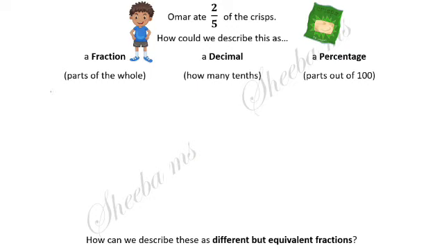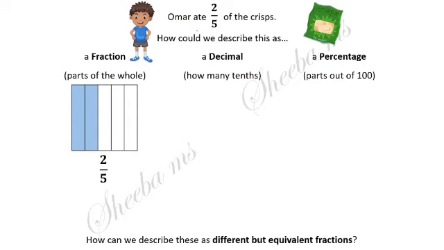Let us take another example. Omar ate 2 by 5 of the crisps. How could we describe this as a fraction, a decimal and a percentage? 2 by 5 of chips means out of 5 equal parts, he ate 2 parts. So as a fraction we can write 2 by 5.